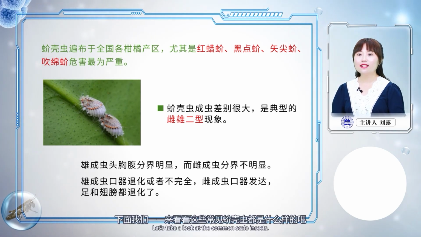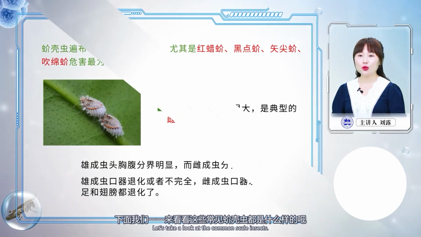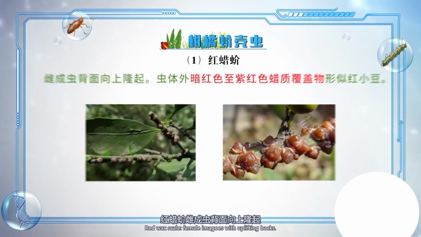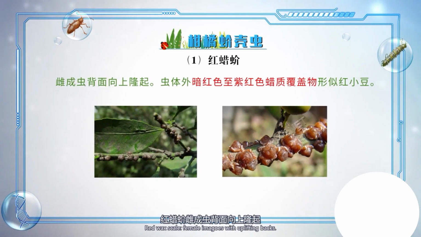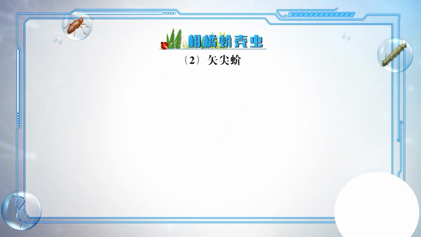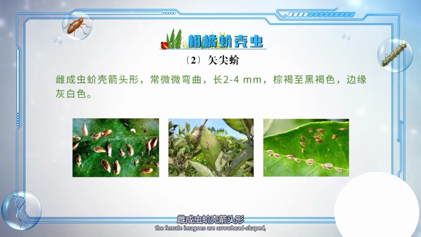Let's take a look at the common scale insects. Red wax scale. Female imagos with uplifting backs. The dark red to purplish red waxy cover outside the worm looks like a red bean. Unaspis yanonensis, Kuana. The female imagos are arrowhead-shaped, often slightly curved, 2 to 4 millimeters long, tan to dark brown, with off-white margins.